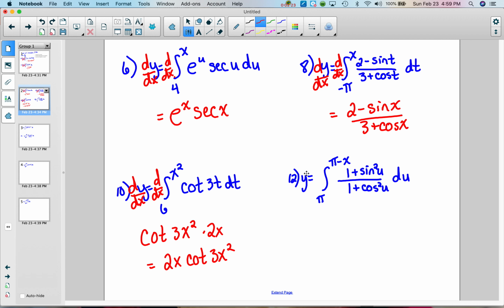Okay, on the next one, again, taking the derivative of an integral. The lower limit is a constant, pi is a constant. The upper limit involves an x, but it's not just an x, so I'll have to use the chain rule. So I start by plugging in the value. So we have 1 plus sine squared of pi minus x over 1 plus cosine squared of pi minus x. But then because it wasn't just an x, I have to take the derivative, which would be -1. So I'm just going to write it like that.